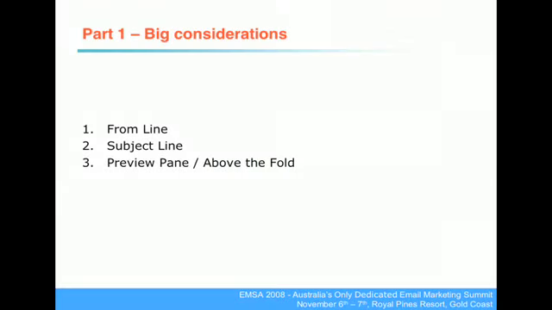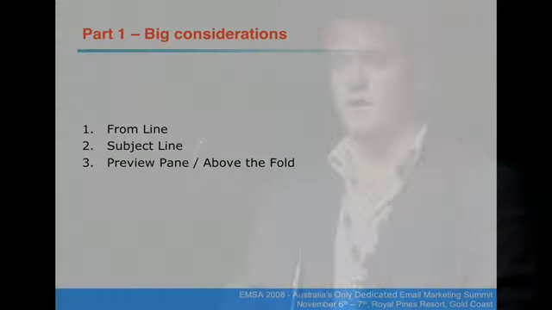Just to give you an overview of part 1, the big considerations. I'll be looking at the from line, the subject line, and the preview pane or above the fold. Now, I know they're technically slightly different, but for the purposes of today's presentation, I'll be treating them as the same. The preview pane is actually what you can see when you preview the email, and the above the fold is what you can see when you double-click and open up your email properly, and what you can see without actually having to scroll down, but I'll treat them as the same for this presentation.